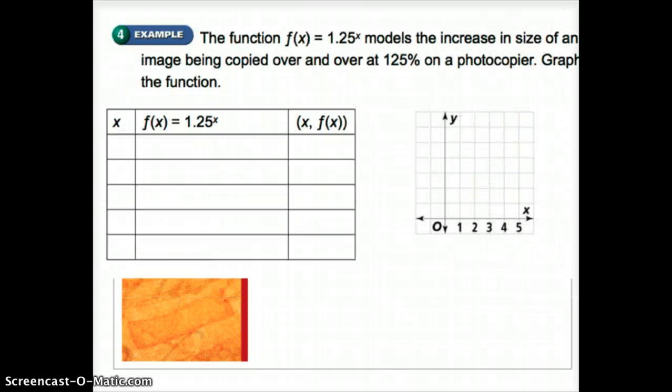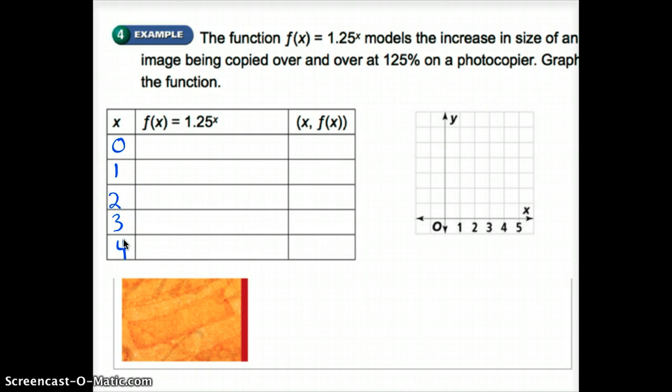All right, so let's check out one more problem. So the function f of x equals 1.25 to the x models the increase in size of an image being copied over and over again at 125% on a photocopier. And I want you to graph this function. So this time I'm not going to do negative values because you wouldn't be able to copy something a negative amount of times. So I'll start with 0 and I'll go 0, 1, 2, 3, and 4, I think would be good.